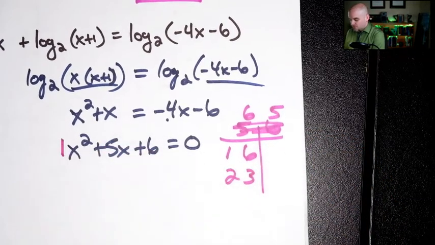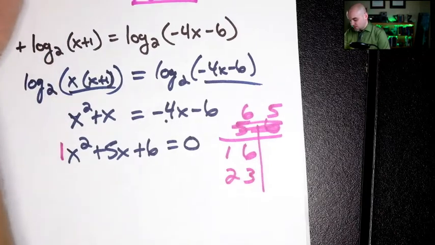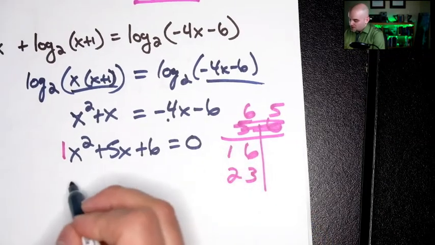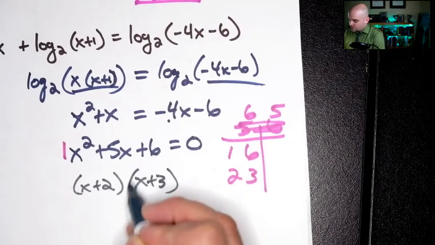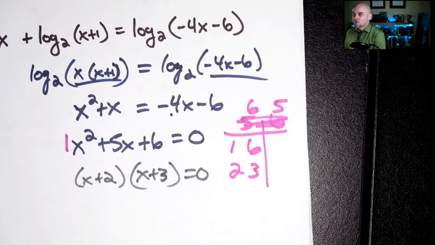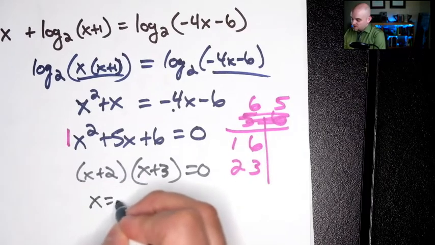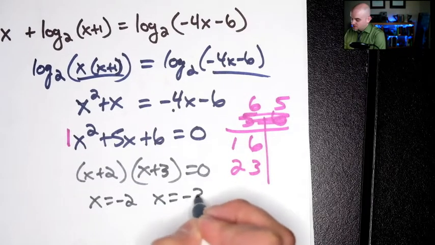Because the leading coefficient is 1, I can take the shortcut on this and just say x plus 2 times x plus 3 equals 0. So that's what it factors to. So x equals negative 2 and x equals negative 3.